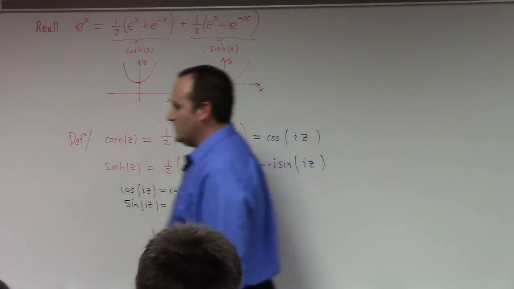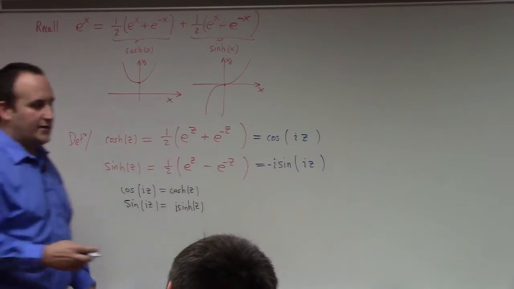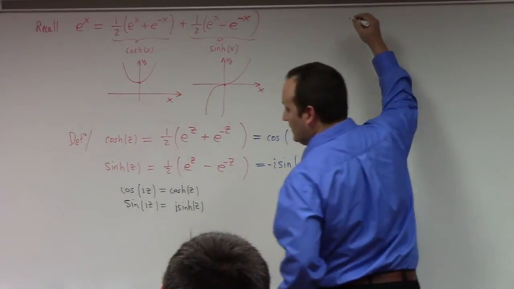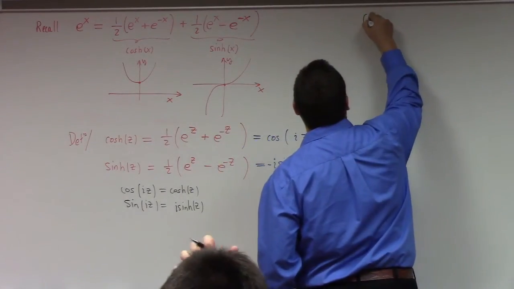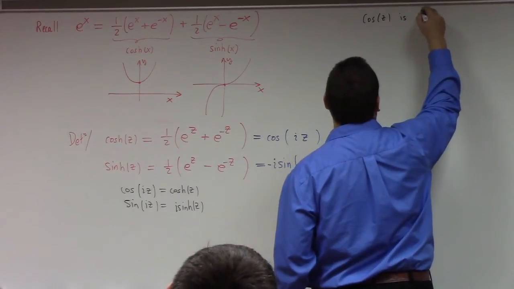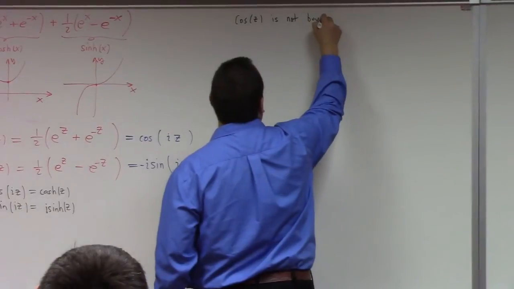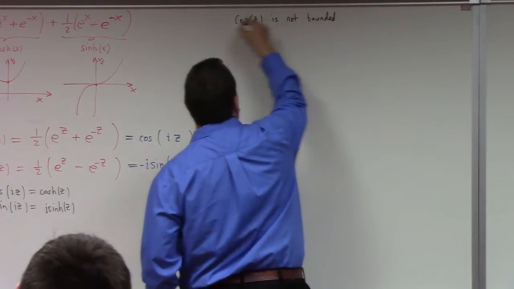Now, cosine and sine, the complex cosine and sine, do come with some new wrinkles. Some of the things that are true about them are the same as before, but other things are really, really new and different. Let's work it out in terms of the real components. Let's actually study cosine for a second here. I'm going to give you a spoiler alert here. Cosine of z is not bounded. That's what we're about to show.